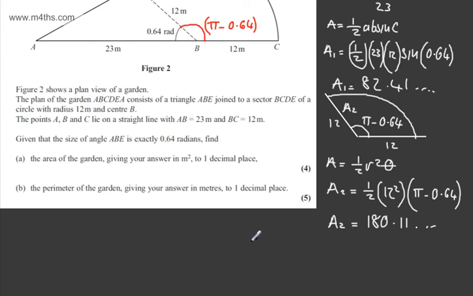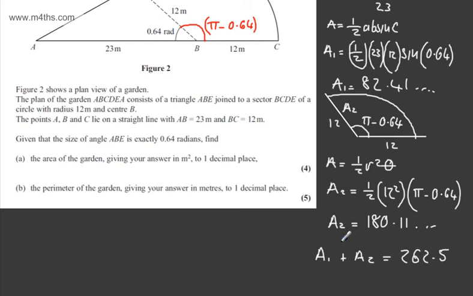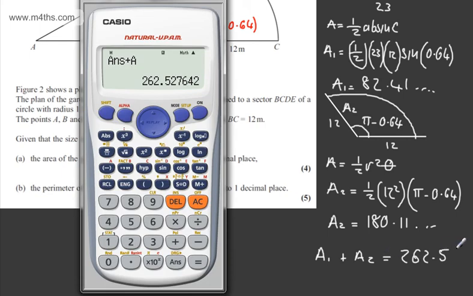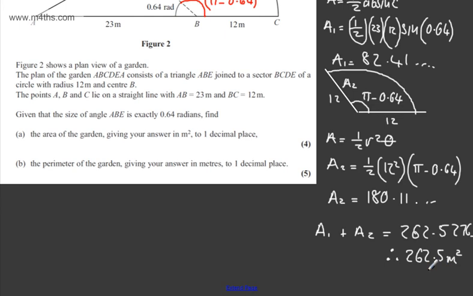So all I'm going to do is simply add the two areas. Area 1 plus area 2, we're going to have 180 plus the 82. So I'm simply going to add to this the value of A, which is stored in the calculator. That's 262.5, and then just jotting down the decimals, 276 and so on and so forth, and we're giving this to one decimal place, therefore we can say that it's going to be 262.5. This will be metres squared, and that is correct to 1 dp. So just writing this in, 1 decimal place.